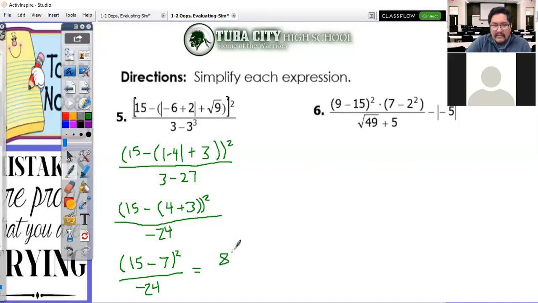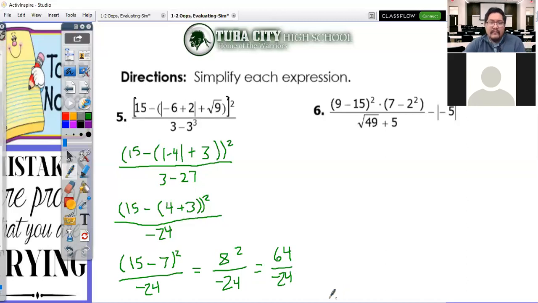So 8 squared. Now, I don't really need the group anymore, because you can't really have a group of one person. Like, if you're one person, you can't be a group. So if you only have one number, it's not going to be a group. So I don't need the parentheses anymore, because I already know what 15 minus 7 is. It's going to be 8. And here I get 64 over -24.